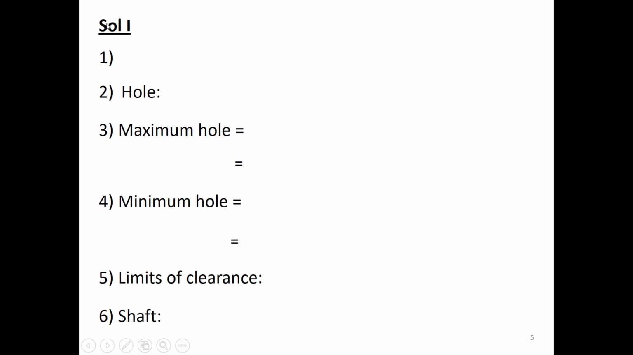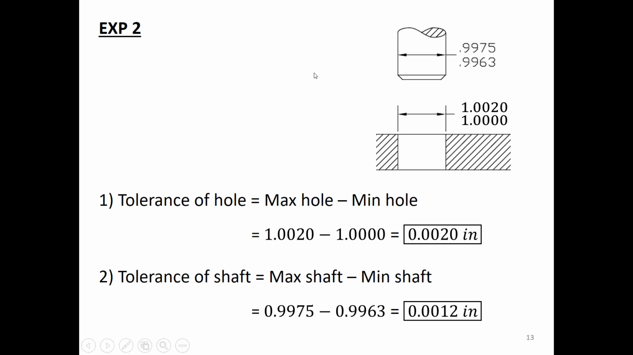And you're going to put your answers here, the first one, second one, third one, and the fourth one. And let's take a look at the second example. So the second example is when the hole and the shaft meet together. So this is the hole, this is the shaft.